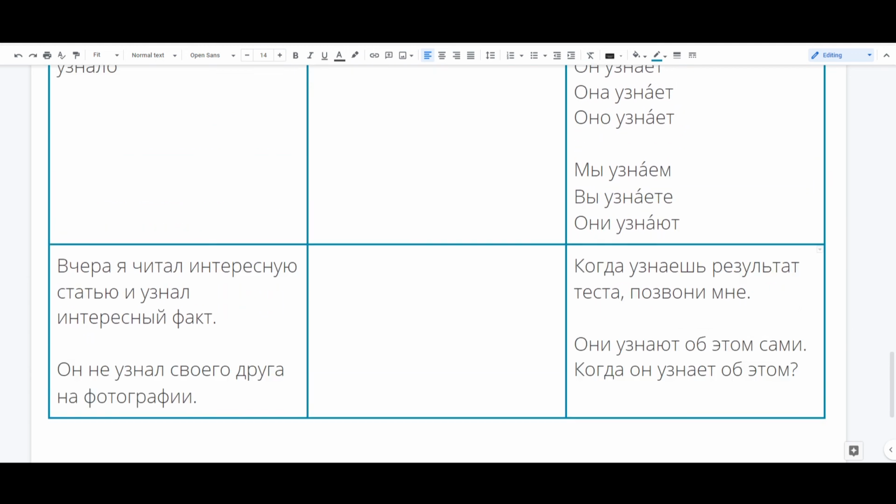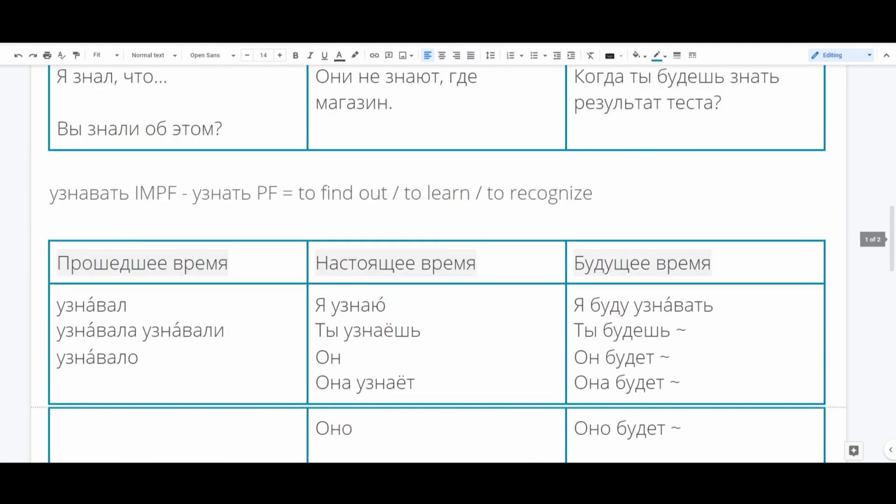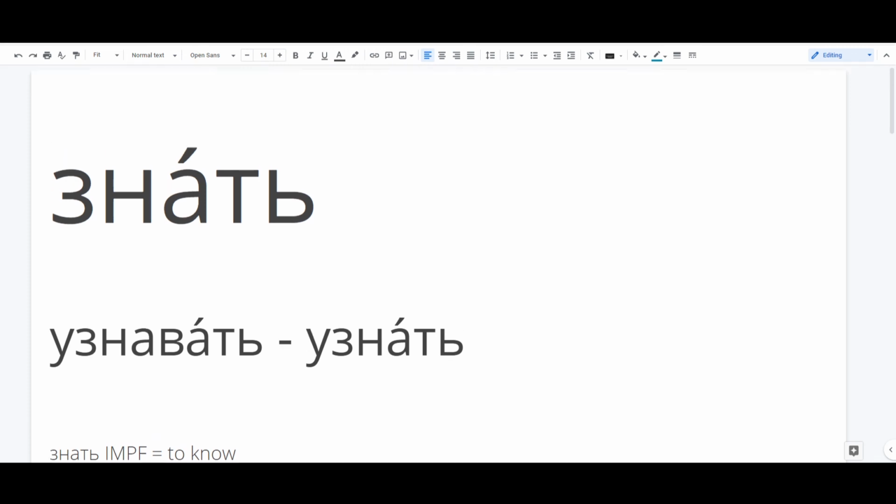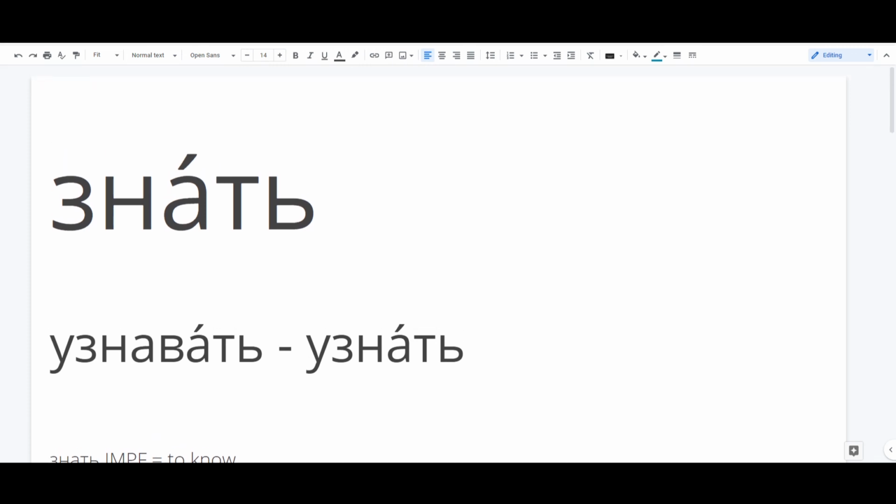Alright, now you can see the difference between verbs знать, узнавать and узнать. See you in the next lesson.